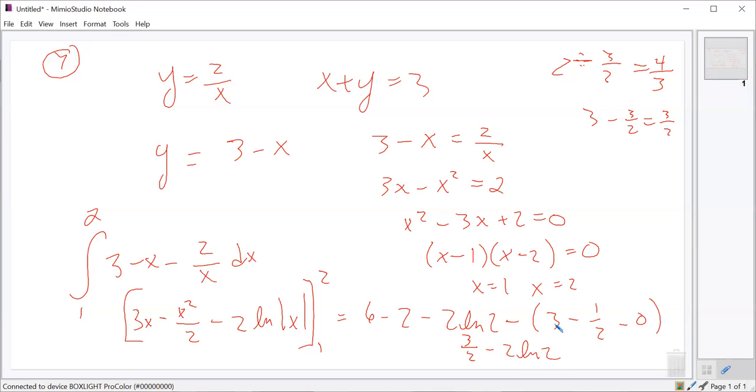And I'm sure that the answer choice is E, is that right? Which is the same as 3 halves minus ln 4. They just took the 2 as the coefficient and brought it in as a power inside the logarithm, at least based on what the answer choices look like. Everybody good with that?